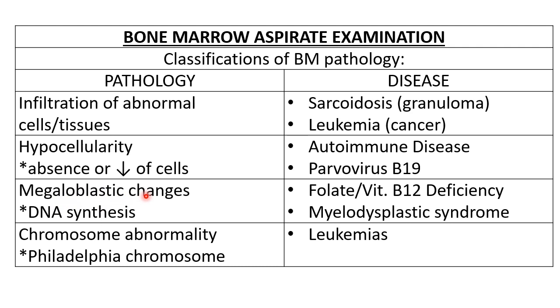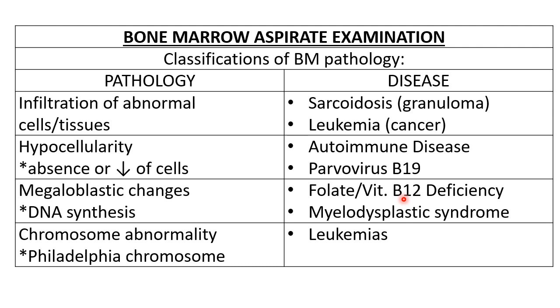Megaloblastic changes. Halimbawa, sa bone marrow aspirate mo, lahat malalaki yung mga cells, walang sumusunod dun sa tamang RBC maturation, you have to suspect the following. So, number one, nutritional deficiencies from folate and vitamin B12. Ano nga ulit ang other name ng folate? Vitamin B9. Vitamin B12 is also known as your cobalamin.